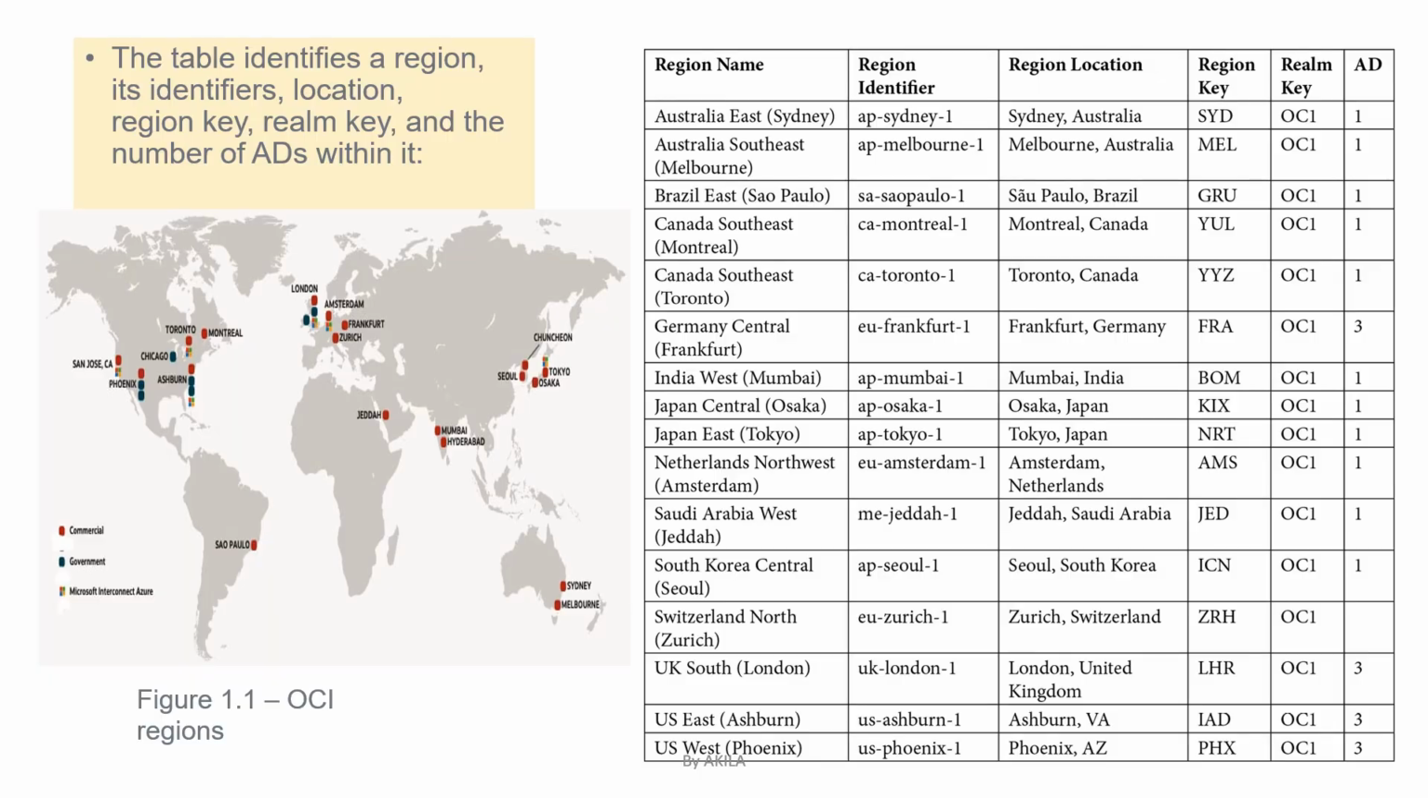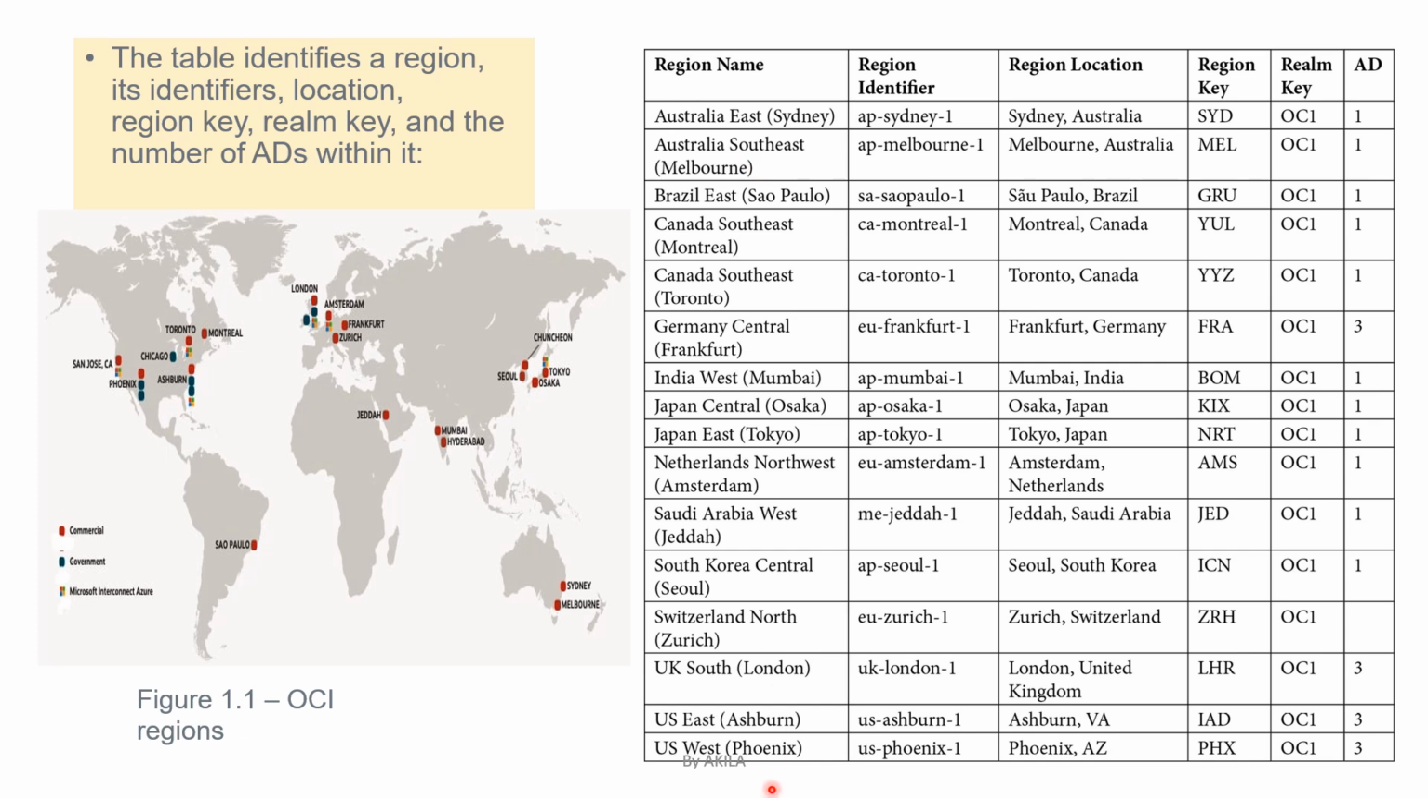So these are the different regions and their identifiers, then region locations, then region key, and then realm key. I will explain what the realm is here, and then availability domain. In a few places there will be one availability domain, and in a few places there will be three, more than two. So these are the OCA regions.